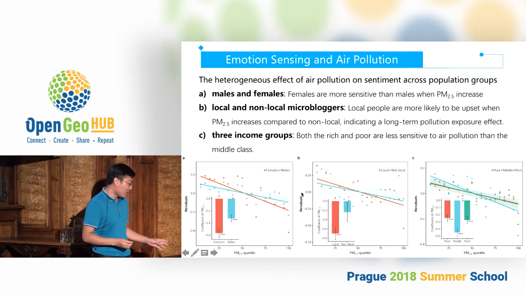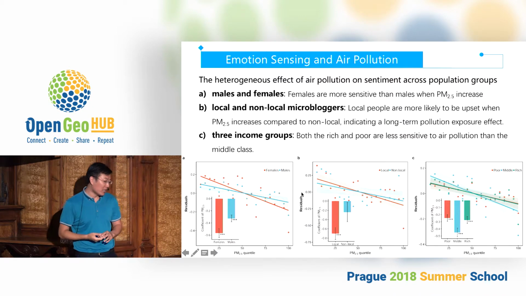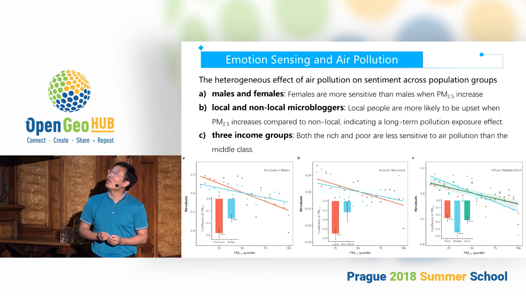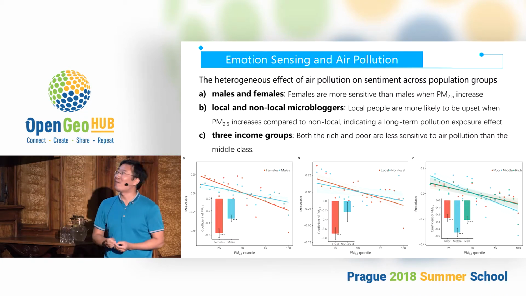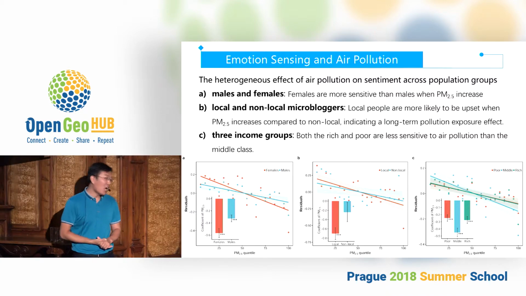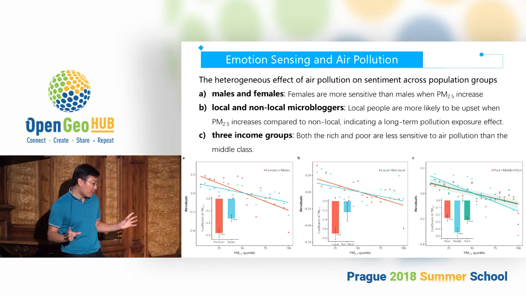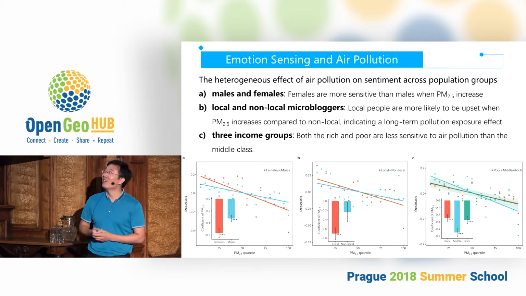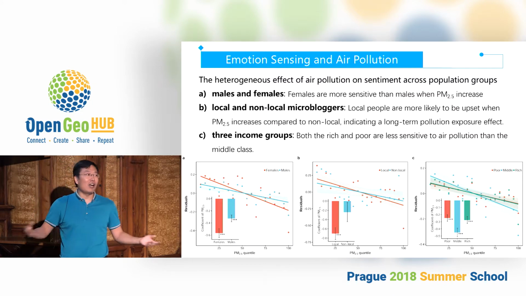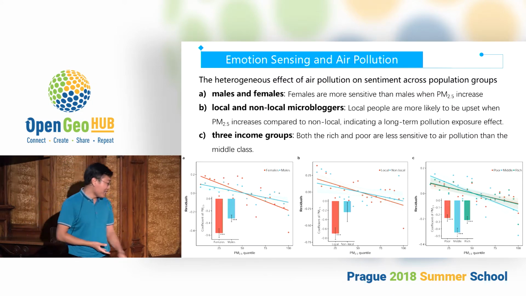We also test the heterogeneity effect of air pollution on sentiment across population groups. For example, male and female: as we know, females are more sensitive to air pollution, and local people are more sensitive. And among the 3 income groups, the rich are less sensitive to air pollution than the middle class, because maybe the rich can buy air filters to clean the air.